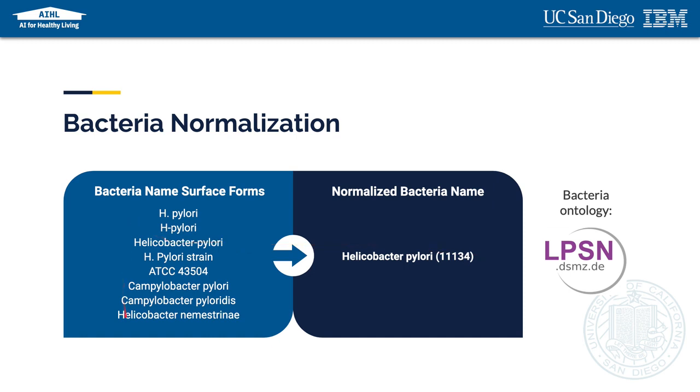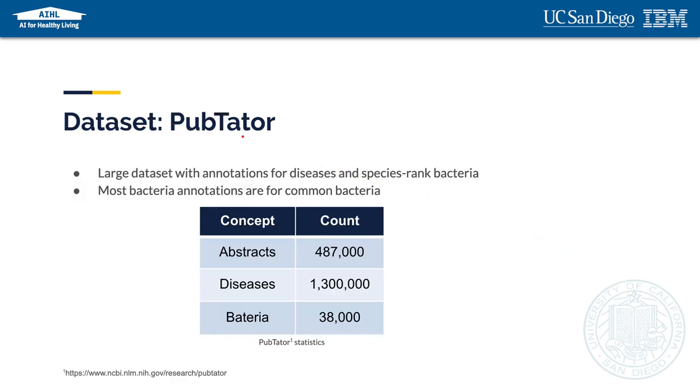So bacteria appear in a few different ways within the literature, and we have to normalize them to a single standardized ontology. For the ontology, we're using LPSN. And for our data set, we're using PubTator. PubTator is a large data set filled with annotations for diseases and common species ranked bacteria.